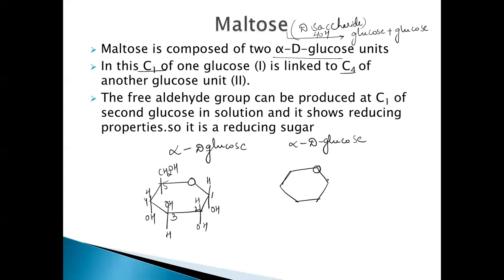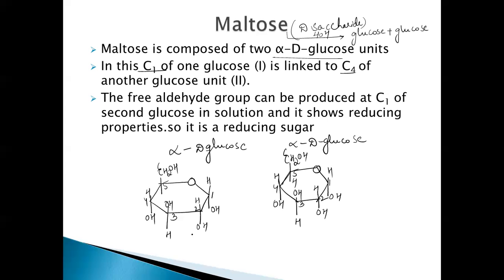Right, so this is the Haworth projection I'm writing. So this is alpha glucose. H and OH on top, and bottom H, OH. This is just the opposite, H, OH, and CH2OH, H. So this is the sixth carbon atom, right? I'm numbering them 1, 2, 3, 4, 5, and 6.